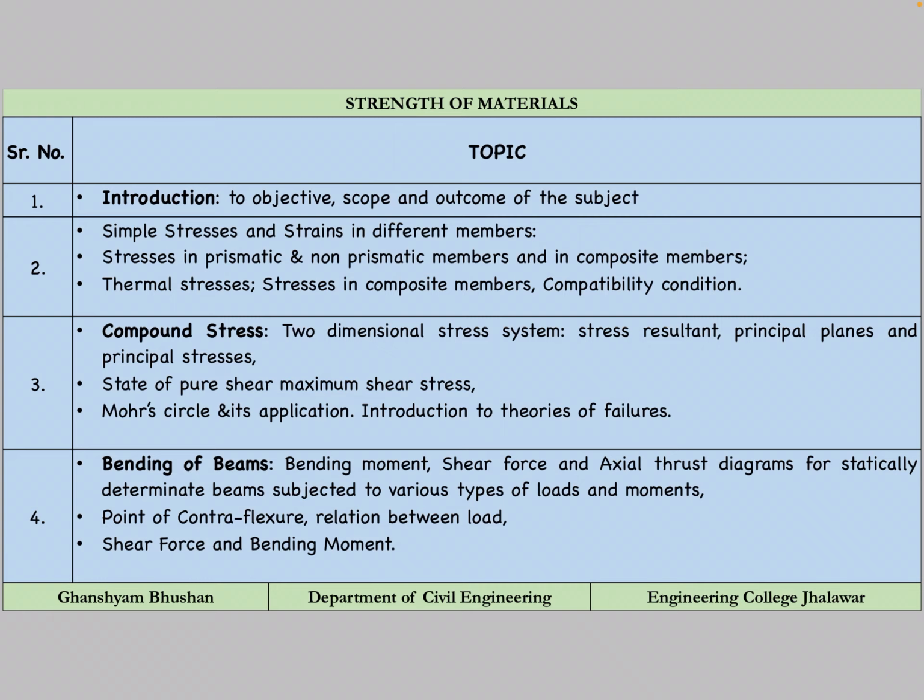There are a few theories like Saint-Venant's theory, Von Mises theory, and so on. That we are going to deal with in detail. Now after compound stress, we will be dealing with the bending of beams. What we are going to do exactly is see the effect of bending on a particular beam. For example, a simply supported beam, and due to a UDL or point load, how the beam is going to be stressed internally.